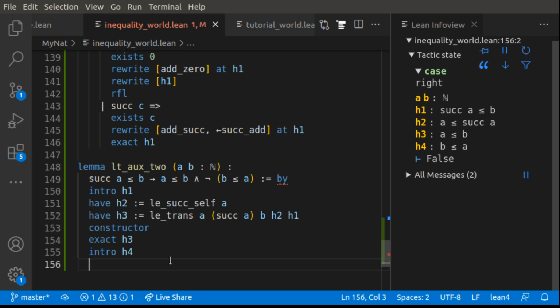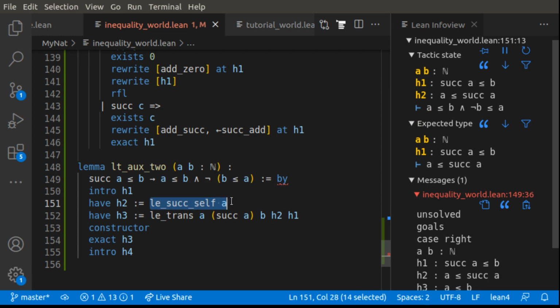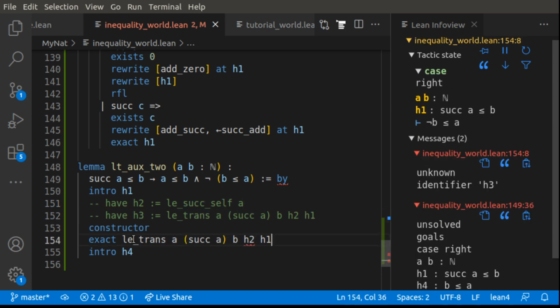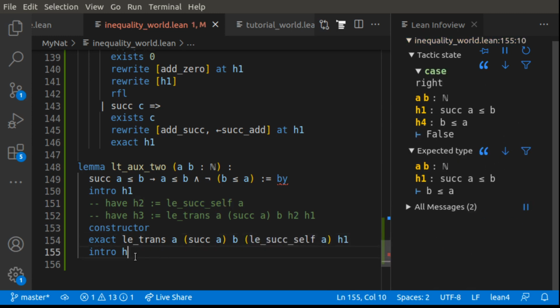Okay, so let's think here. So we want to prove false. And we have successor of a is less than or equal to b, and we have b is less than or equal to a. This is progress. So I think we don't really care about h1 and h2. I think I can also just comment these out, just because it's kind of getting in the way. Where h2 is this. Okay. Let's call this h2.